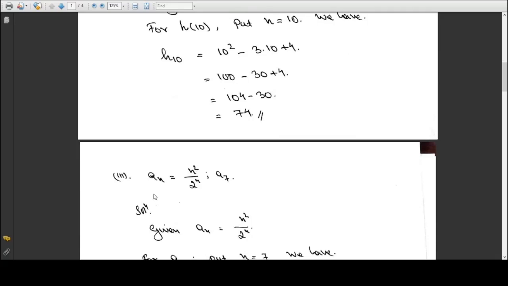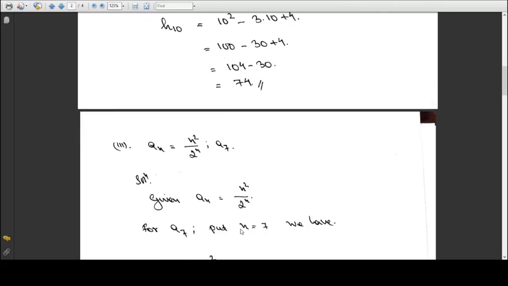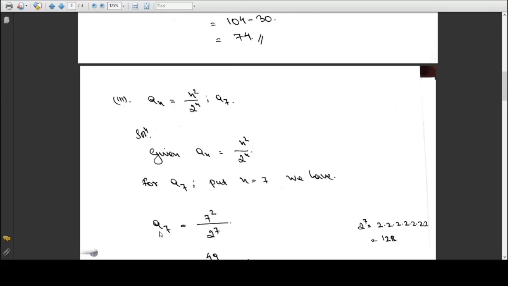Number 3, the nth term of this sequence is given by n square by 2 to power n, and we have to find the 7th term. Now this is the given nth term. Putting n equals 7 in this given sequence, we have a7 equal to 7 square over 2 power 7, we are putting 7.